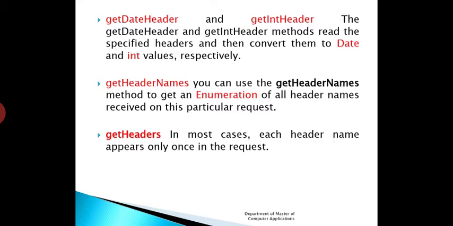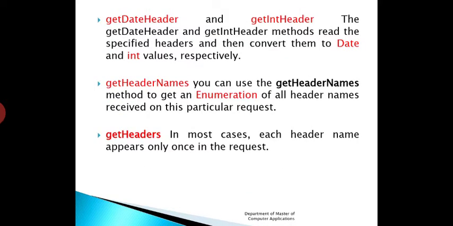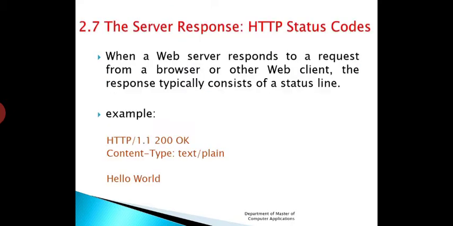All these methods can be accessed by using the HttpServletRequest here: request.getCookies, request.getAuthType, request.getRemoteUser, request.getContentLength, request.getContentType, and then getHeader, getIntHeader, getHeaderNames, and getHeaders. All those will be in the form of a request here. We will take one simple example in a future demonstration on how to access the header. The same thing is in the laboratory also, where we'll use a program that depends more on cookies.